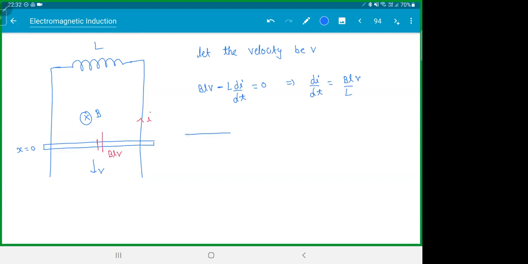Second thing, if you draw the FBD of the rod, the forces acting on the rod are mg, the magnetic force ILB. So whenever a current carrying rod goes through magnetic field, there's a magnetic force and acceleration. So we get mg minus ILB is equal to m into a. Differentiate on both sides.